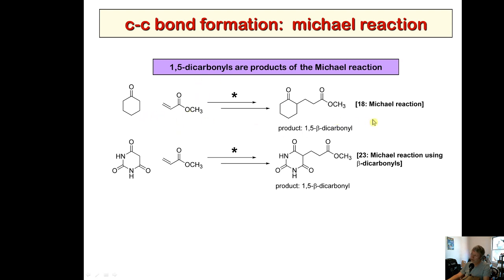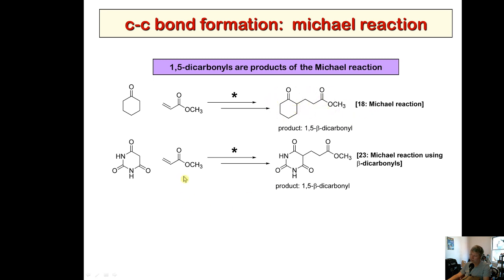Okay. Anything else about this? Oh yeah, we had that nomenclature. This is the Michael something, and this is the Michael other something, right? Obviously nucleophile, electrophile. Another way to say that is donor, acceptor. So this is the Michael donor, Michael acceptor. Okay, and that's the product of the Michael reaction.